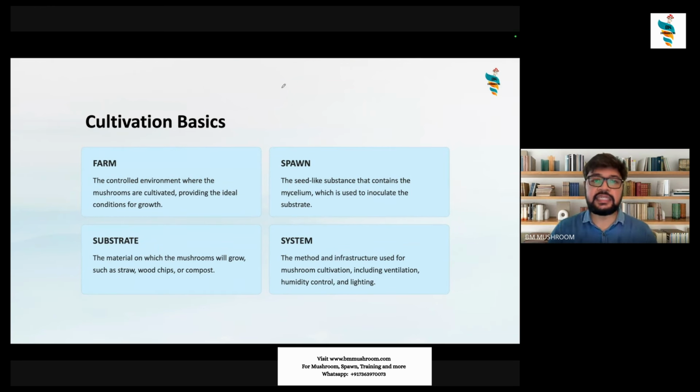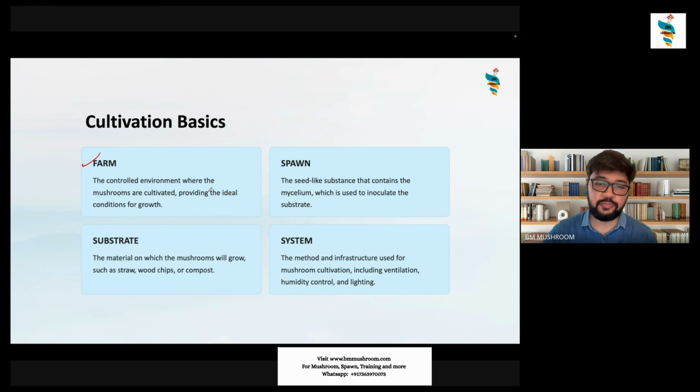So when we are thinking or planning about cultivating mushroom, we all need four important things. What are the four important things? One of the most important things is the farm. If we have a farm or not. What I mean by farm is any place where we can maintain the temperature, humidity, fresh air exchange, and lighting condition for the specific variety of mushroom.